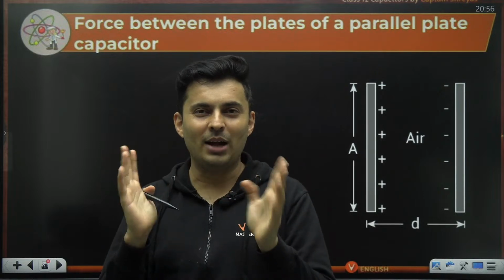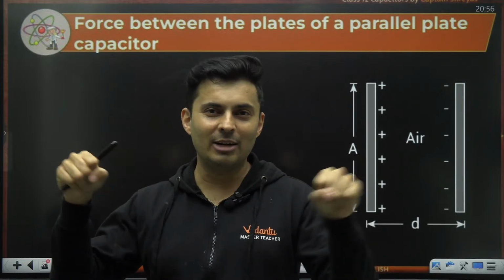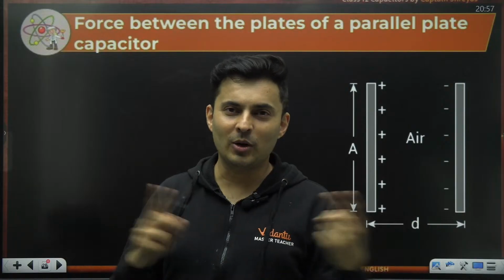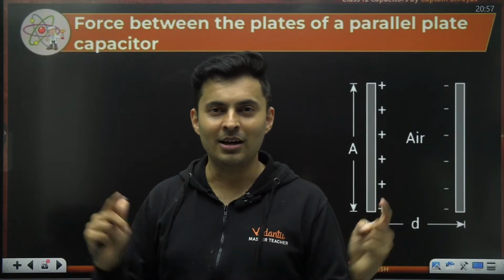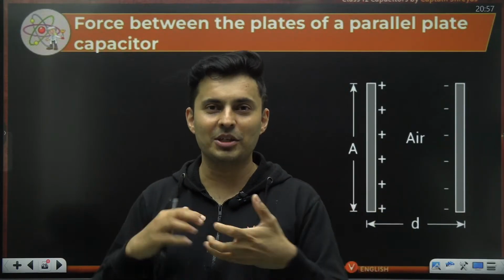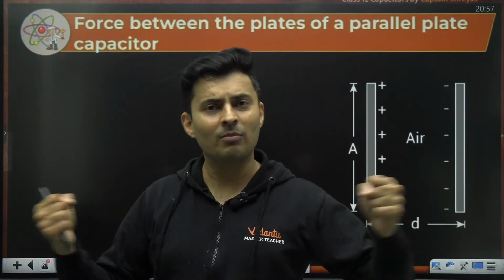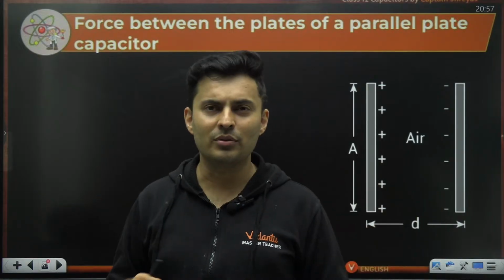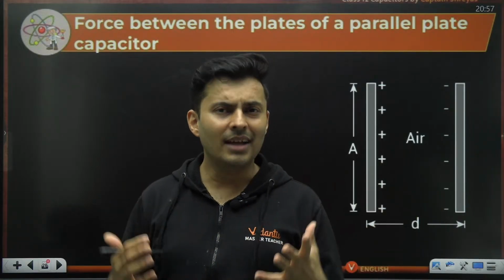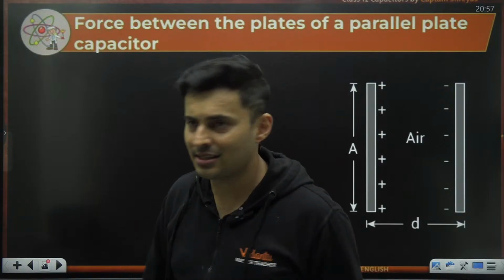It's like Pandu and Champa, they love each other and they are being held back by someone. Hey, you cannot meet Pandu. Hey, you cannot meet Champa. So there is some force of attraction pulling them together for the sake of their love, but you're holding them back by applying an equal and opposite force. So how much that force is, is what I'm interested in.